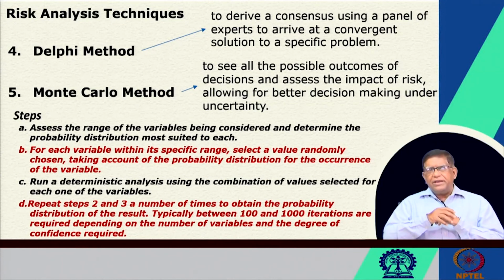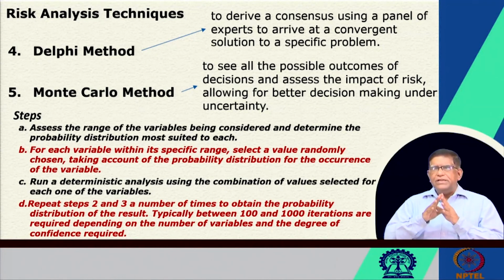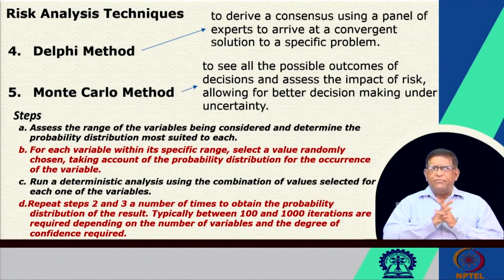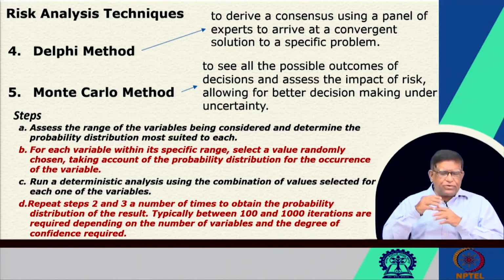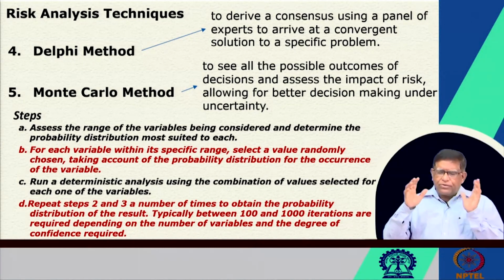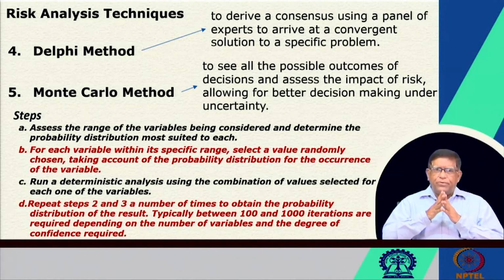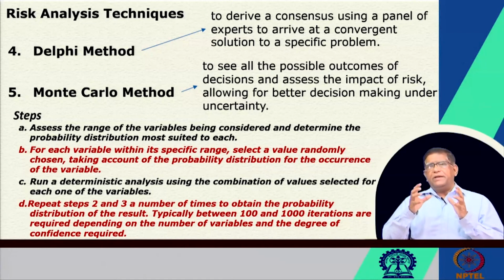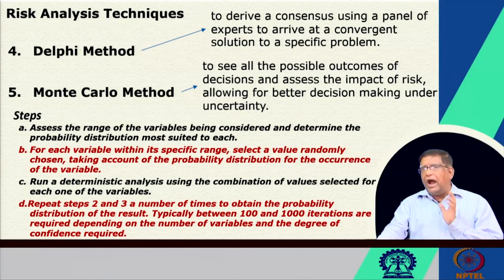After that, run a deterministic analysis using the combination of values selected for each one of the variables, and they will repeat all of that for a number of iterations and then try to find out where it converges. Typically they will do 100 to 1000 iterations, and from there they will find out what the result is and how confident they are.